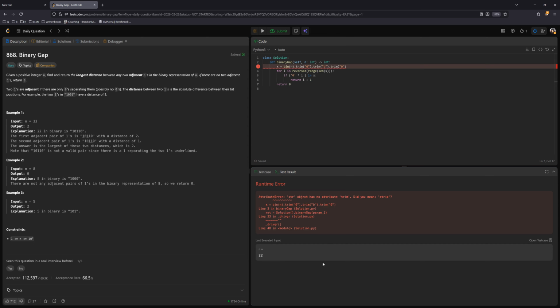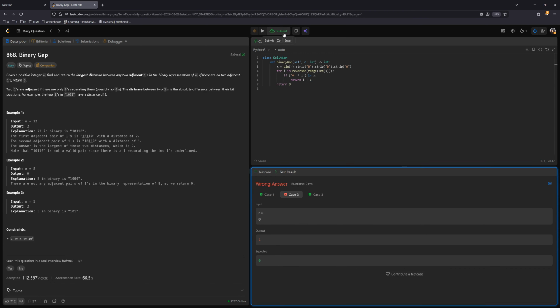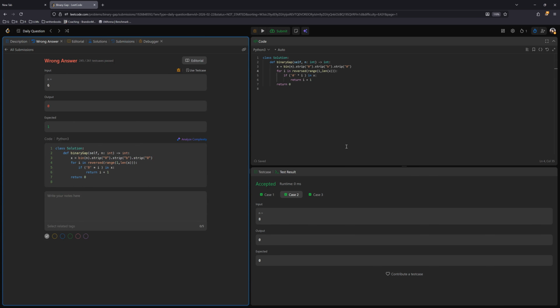Okay, what? str object has no attribute trim. Do you mean strip? Yes, actually I did. Oh, right.